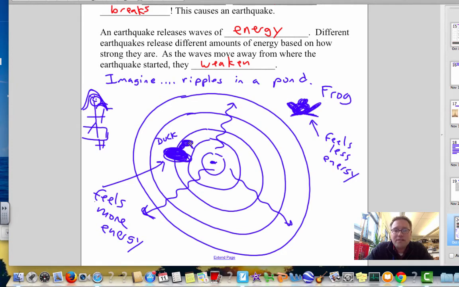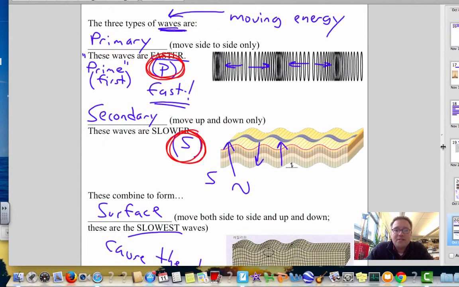And the same is true for earthquakes. The closer you are to an epicenter of an earthquake, the stronger the earthquake will feel. The farther away you are, the less energy you will feel. Now, the waves that move from an earthquake, there are three different types. The first are primary waves, prime being first. Primary waves move back and forth like this, and they are fast. They move first. Then come the secondary waves. They go up and down, and they're slower. And this difference between the P and the S wave speed is very important, as we'll see later on.